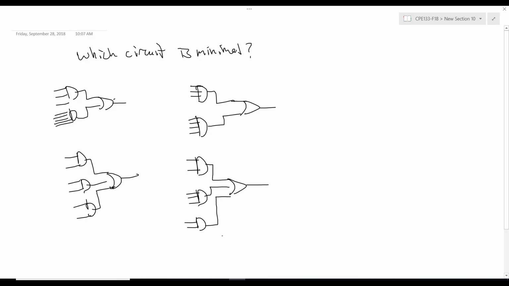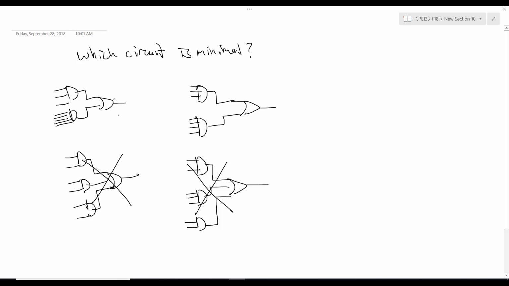So say, for example, I have these four circuits. Which of these would I consider the most minimal? Well, first thing I can identify and say, I would like to have fewer gates, right? So these two at the top have only 3 gates versus the two at the bottom that have 4 gates. So these probably aren't minimal.